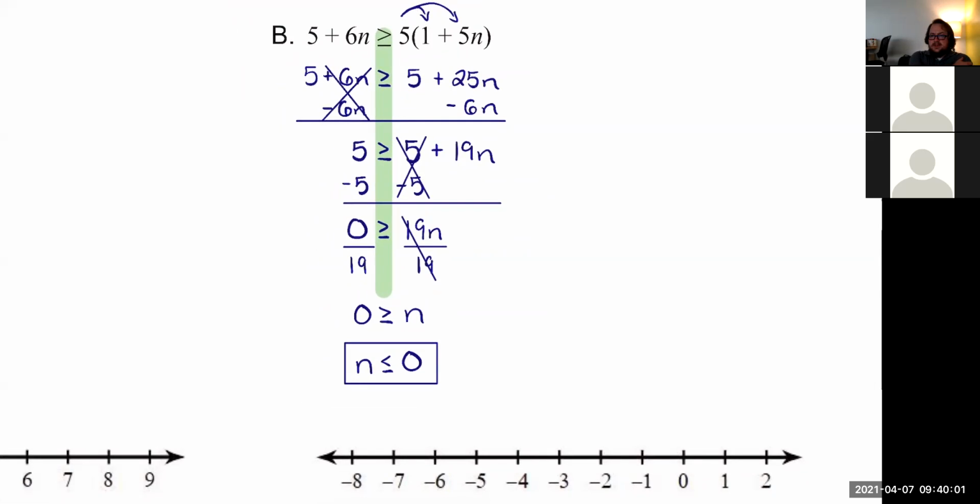So where's this graph going to start? At 0, open or closed circle? Why closed? Because it's equal to. So it's included in my list of solutions. So 0 does equal 0. So I can include that. And which direction will we shade from there? To the left. We want everything that's less than 0 as well.